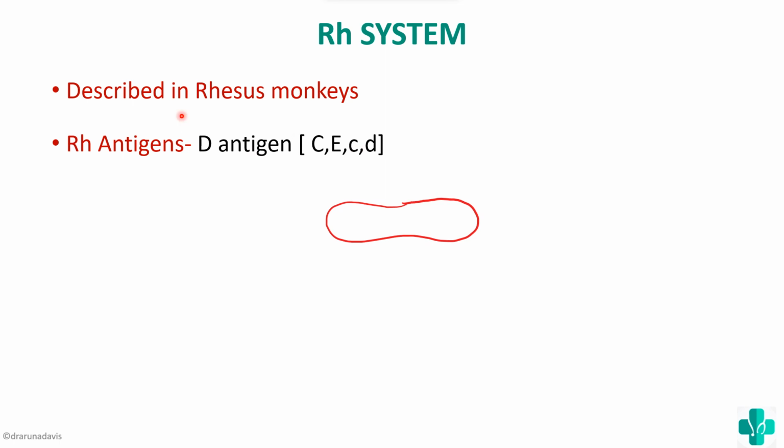But the most immunogenic or antigenic is the D antigen. If the D antigen is present, then we call it RH positive, and if it is not there, we call it RH negative. Here also it is inherited as a dominant gene, so negative individuals are comparatively fewer when compared to RH positive individuals.